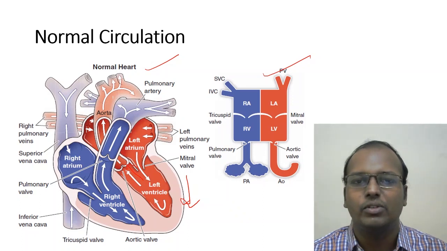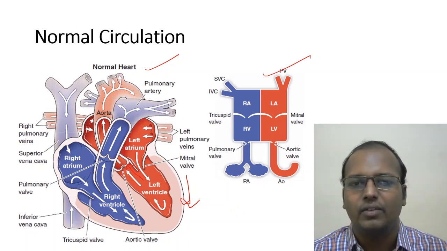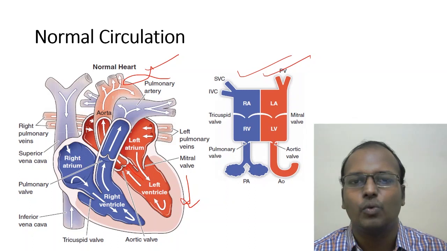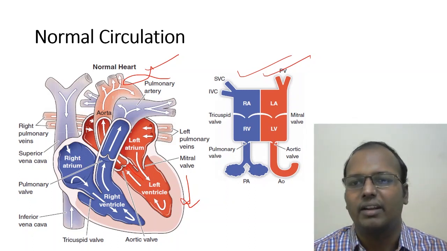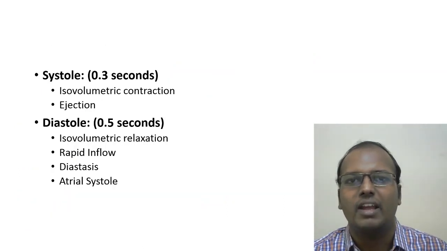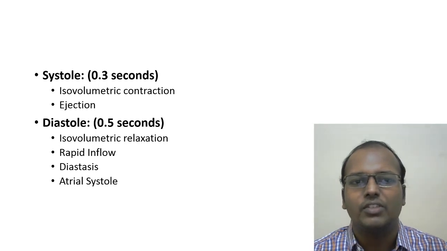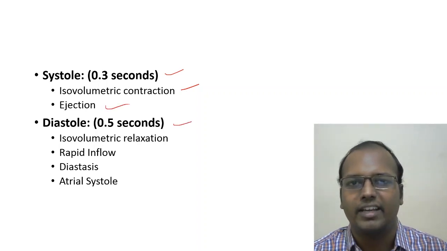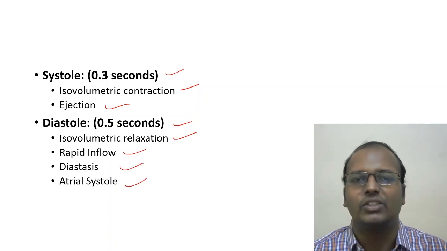This box diagram can be used to increase your understanding. Whenever you find the first diagram confusing, you can choose this diagram, and whatever hemodynamics you want to learn regarding an ASD or VSD, you can use a box diagram. Just a fast revision of what we saw in the previous module. Systole lasts for 0.3 seconds and consists of isovolumetric contraction and the ejection phase. Diastole lasts for 0.5 seconds, which consists of isovolumetric relaxation, rapid inflow, diastasis and atrial systole.